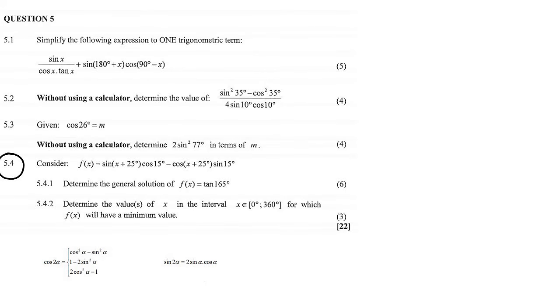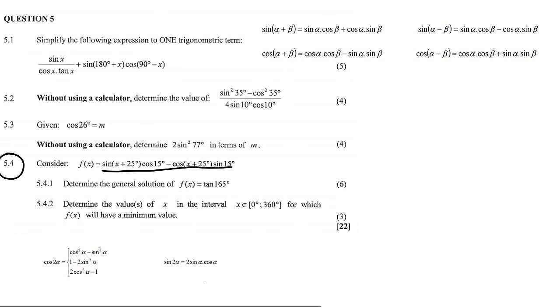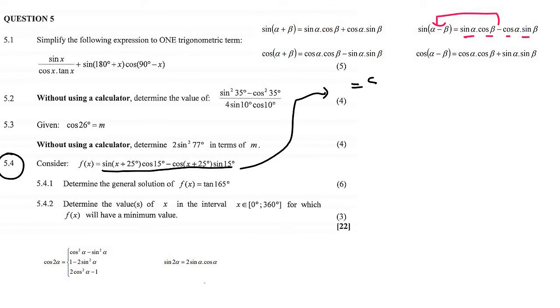Moving on to question 5.4. Alright, so this over here, guys, you should see a compound angle immediately. You see, because what we have is a sin cos, cos sin, and here we have sin cos, cos sin. So we're going to take it from here and we're going to write it like this. So we can say that this is going to be equal to the sin of x plus 25 minus 15. And so that's going to be equal to the sin of x plus 10.